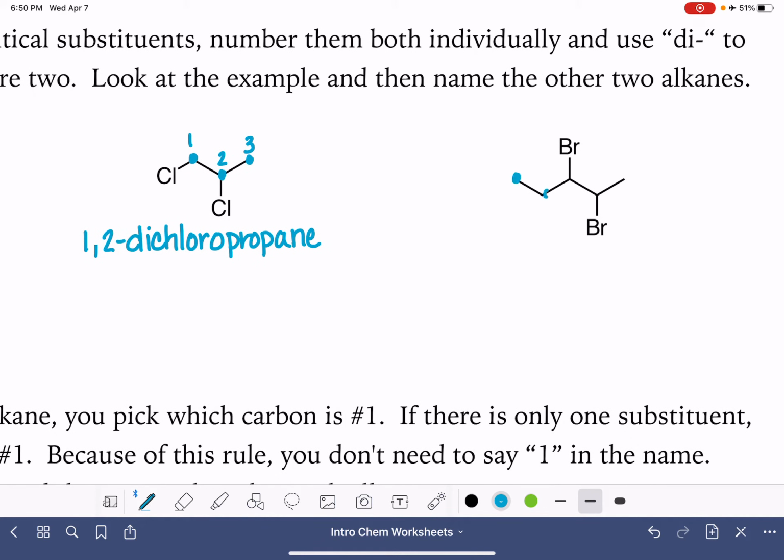This is our parent chain. This time we're going to be numbering from right to left. Remember, we want to start numbering on the side that's closest to our first branch. Our branches here are bromines. We have 2 of them. We have a bromine on carbon number 2 and a bromine on carbon number 3. So we can say 2,3-dibromo. A 5-carbon molecule is pentane.